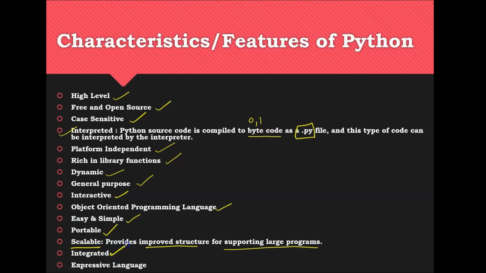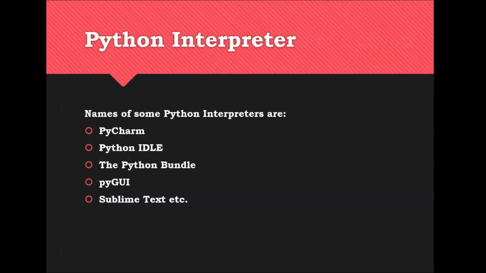And it is an integrated language and an expressive language. Integrated and expressive in the sense that we have many library functions, and all the syntax is very easy to understand, and we have many built-in functions. So Python is considered an expressive language. So let us move on to the next slide.